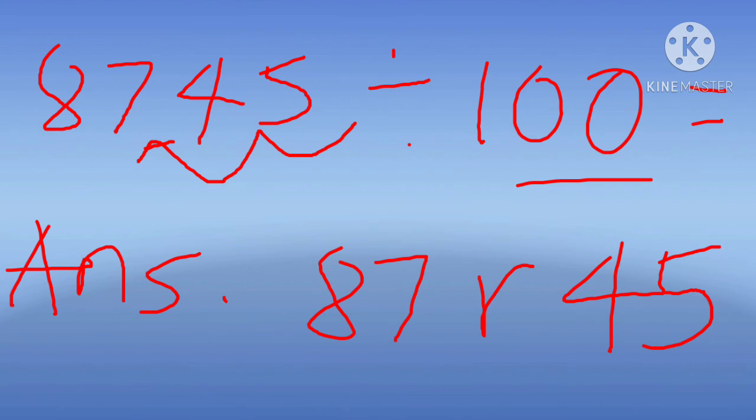Now let's take 8,745 divided by 100. 100 has 2 zeros, so we will move 2 places from right to left of our dividend, and the arrowhead will fall between 7 and 4. At the left of the arrowhead is 87, that will be the quotient. At the right of the arrowhead is 45, that will be the remainder.